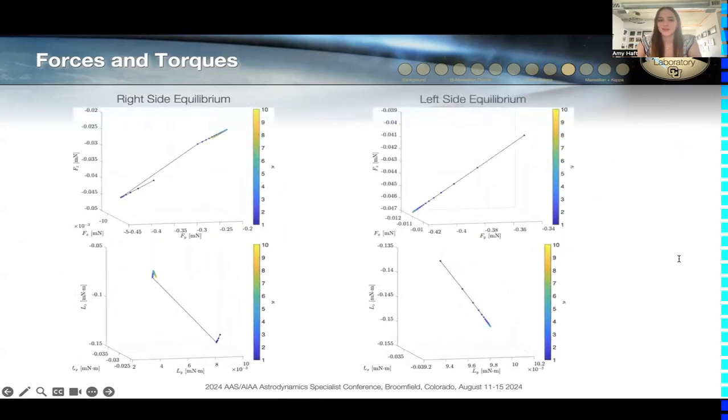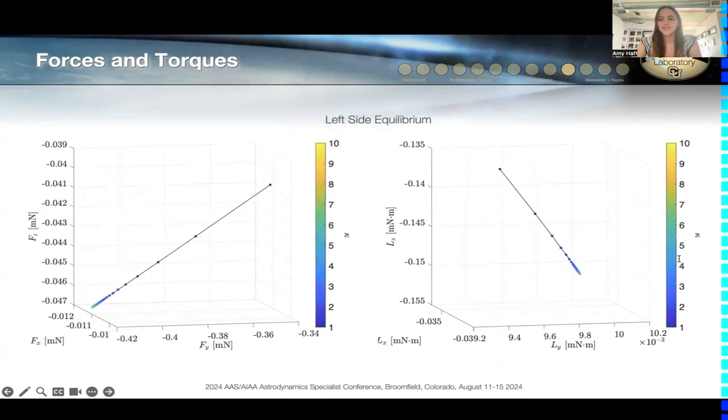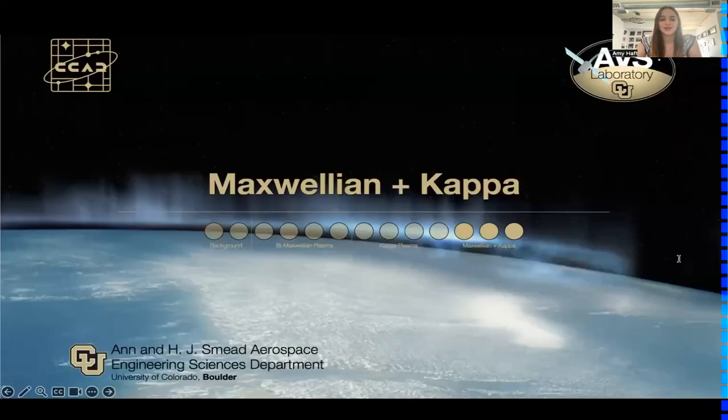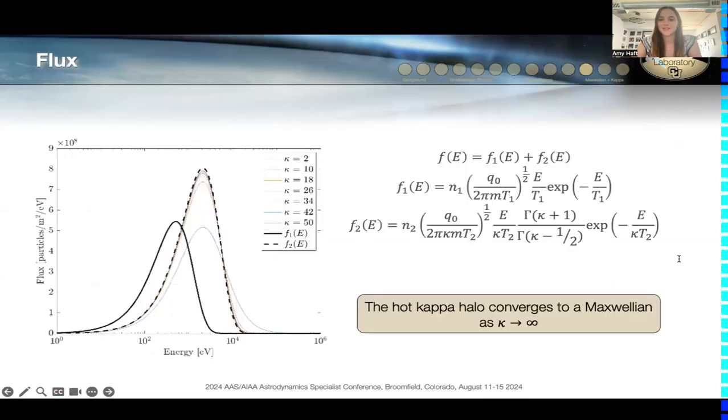Let's look at the left side equilibrium now. This is less exciting than the right side equilibrium, but we can see how variations in kappa and the subsequent potential jumps impact the force and torque acting on the target. Finally, let's take a look at the Maxwellian core kappa halo environments.